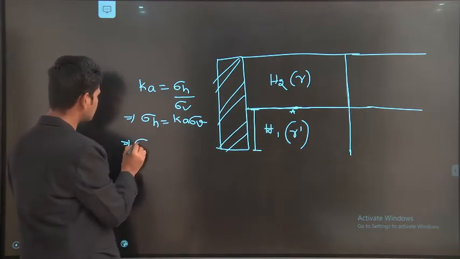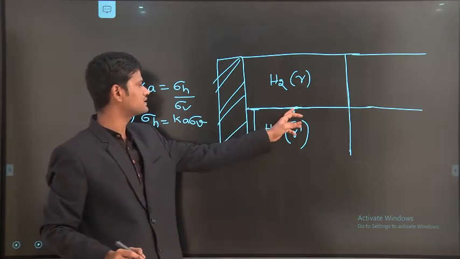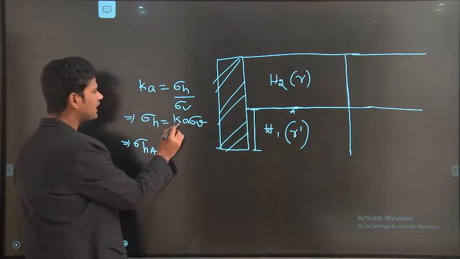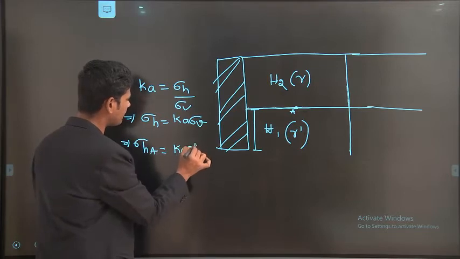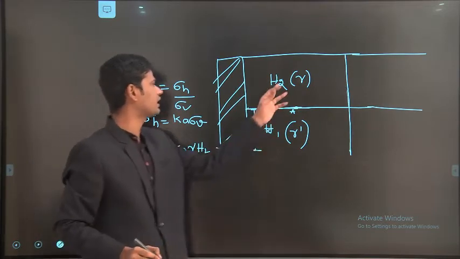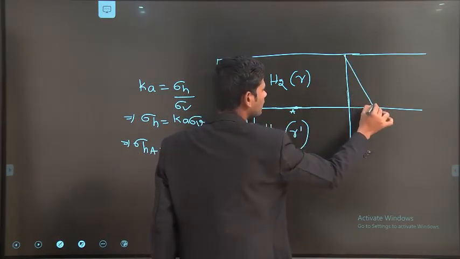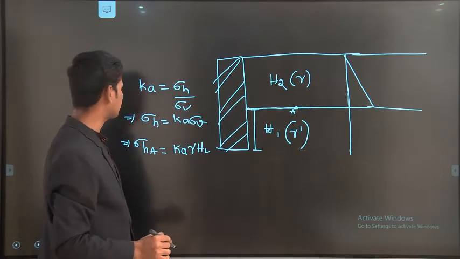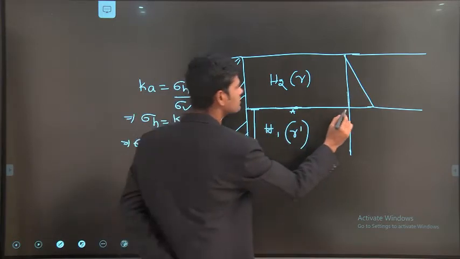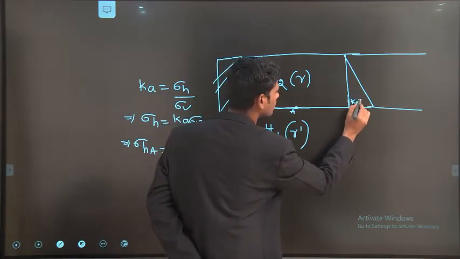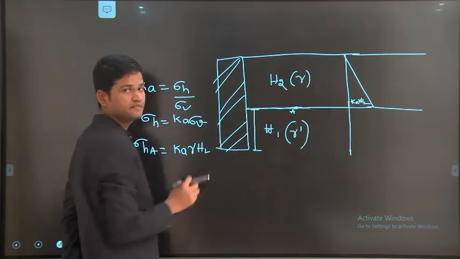That means sigma H at A, the horizontal pressure at this particular point A, equal to Ka into sigma V, where sigma V is nothing but gamma into the height of the soil layer, which we are taking as H2. This is the pressure acting on the retaining wall in this direction. Sigma H at A equals Ka into gamma into H2. This is the pressure acting on the retaining wall due to this first layer.